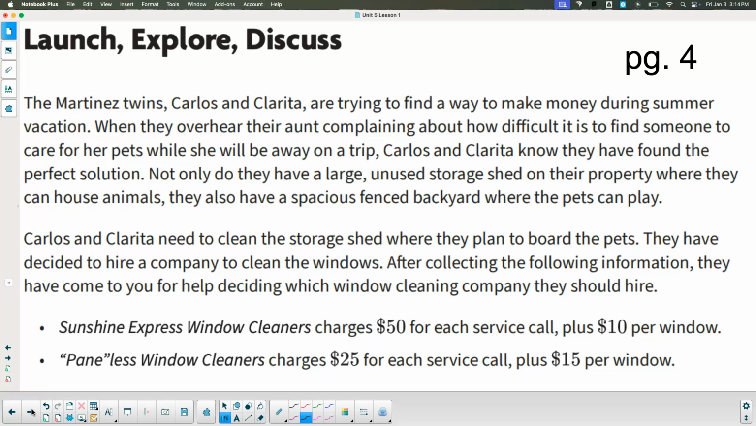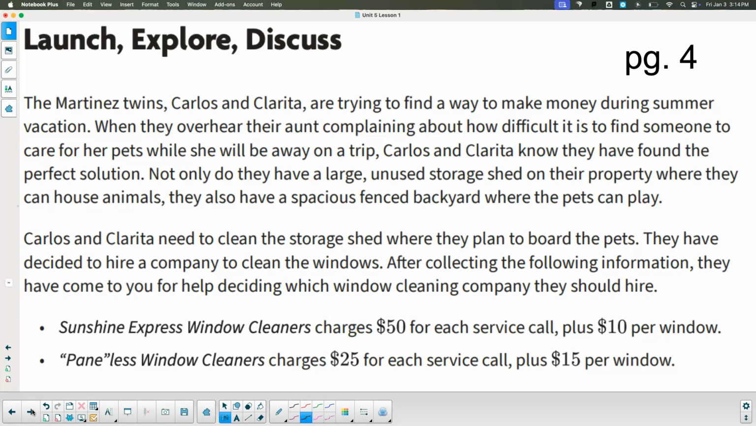Carlos and Clarita need to clean the storage shed where they plan to board the pets. They have decided to hire a company to clean the windows. After collecting the following information, they have come to you for help in deciding which window cleaning company they should hire. First off, their first choice is Sunshine Express Window Cleaners, and it charges $50 for each service call plus $10 per window.